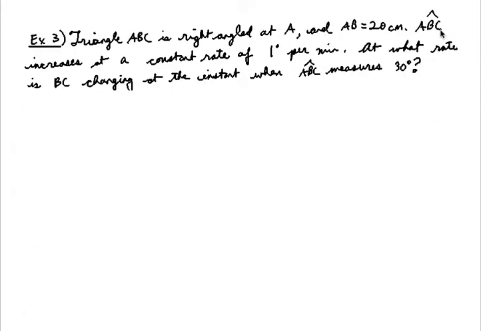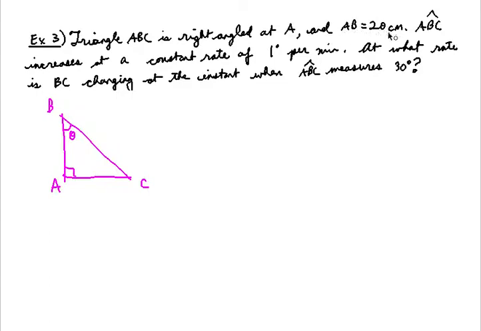Okay, so step one, we've got to figure out what's happening. Let's start with a diagram to help us understand. We have a right-angled triangle, right-angled at A, so let's call that A, that B, and that C. Here at angle ABC we probably have a variable since this will be changing at a rate of 1 degree per minute, so we'll call that theta.